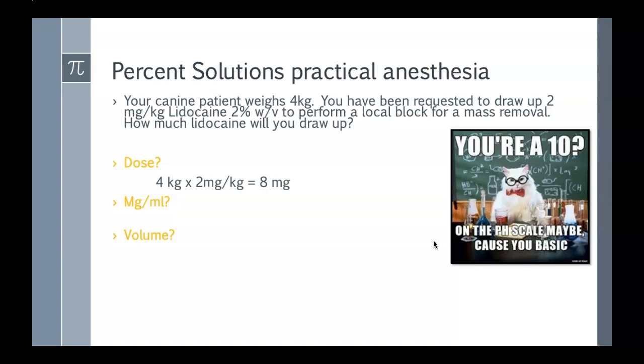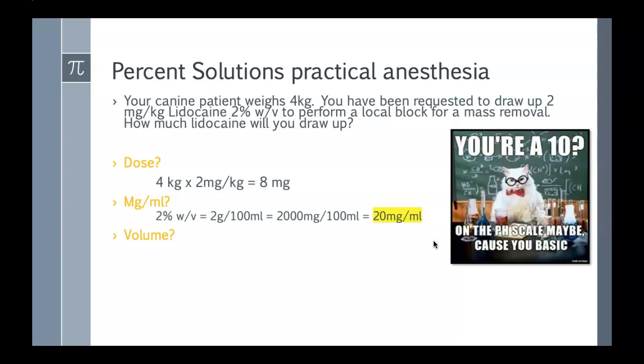Mg per mil, well, we know that lidocaine is 2% solution. So quick and easy way, we just add a 0 and it's 20 mg per mil. Very easy peasy way to look at it. If we want to work it out to identify the math, a 2% weight to volume solution is 2 grams per 100 mils, which equals, if we bring it down to milligrams per mil, a 2,000 milligram per 100 mil solution, which when we divide that out, it's 20 mg per mil.